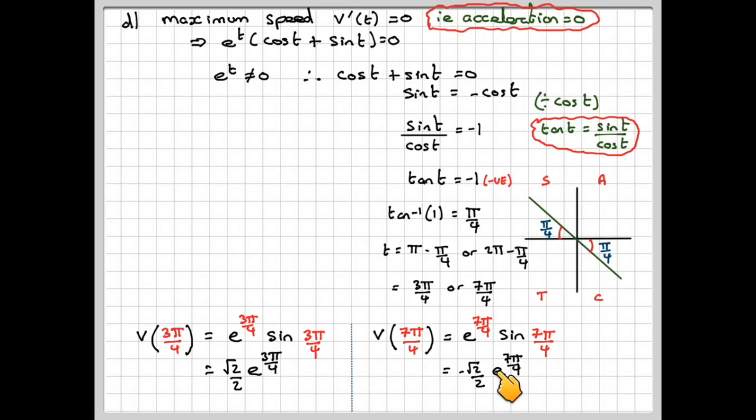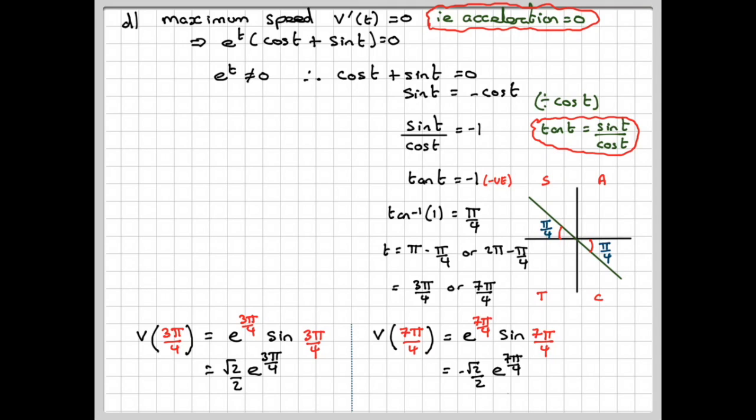Now we're trying to find speed. All right, this gives me velocity. This one is obviously bigger than that one because you're raising e to 7 pi by 4. So this will be the maximum speed without the minus sign. Speed does not take into account the direction.